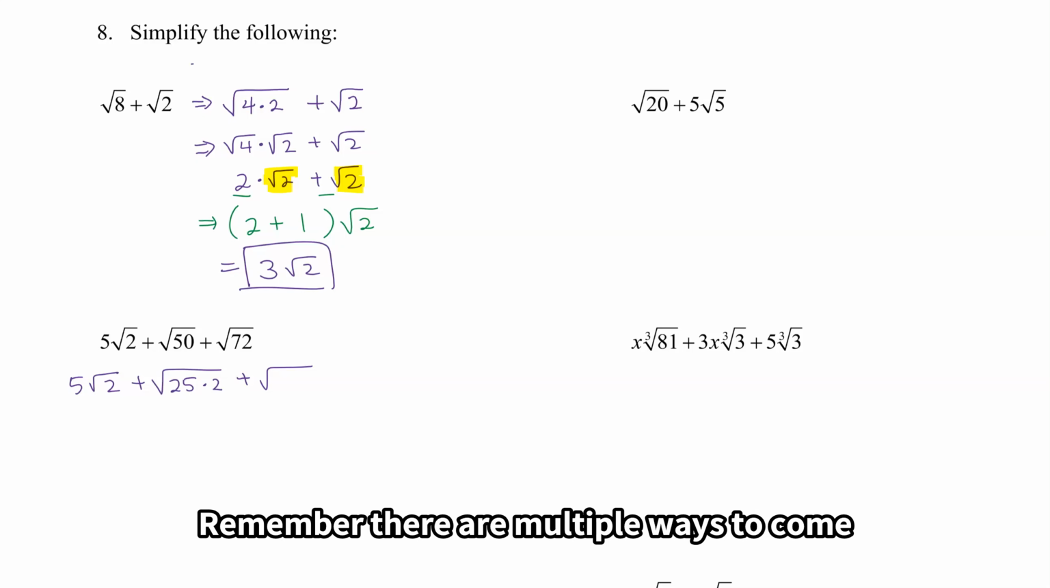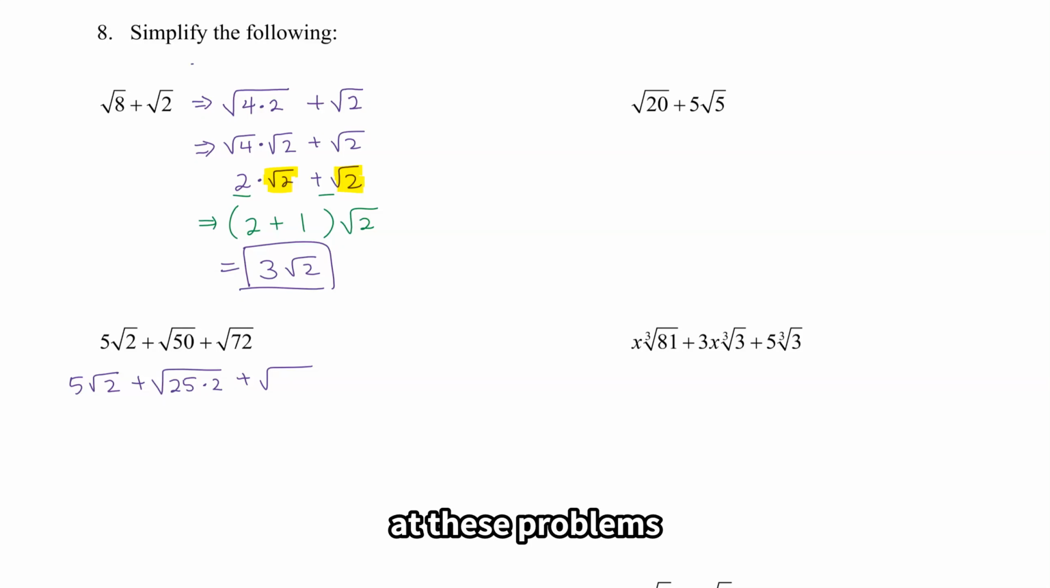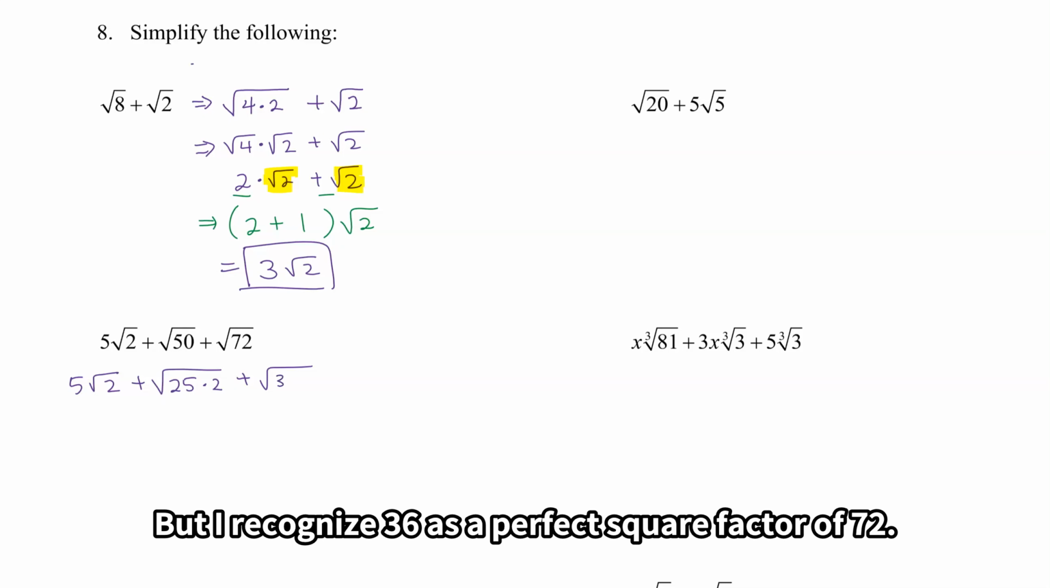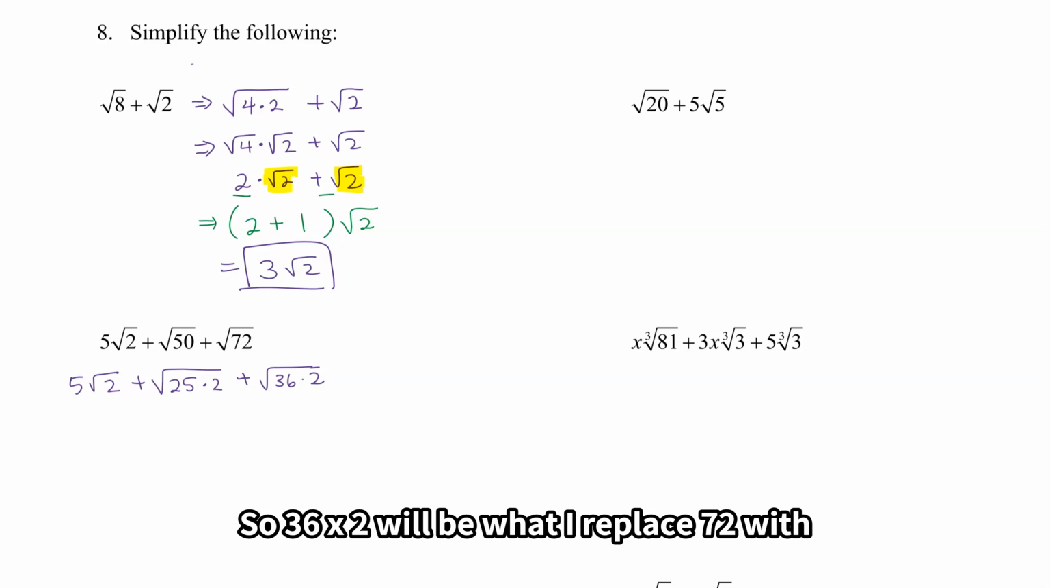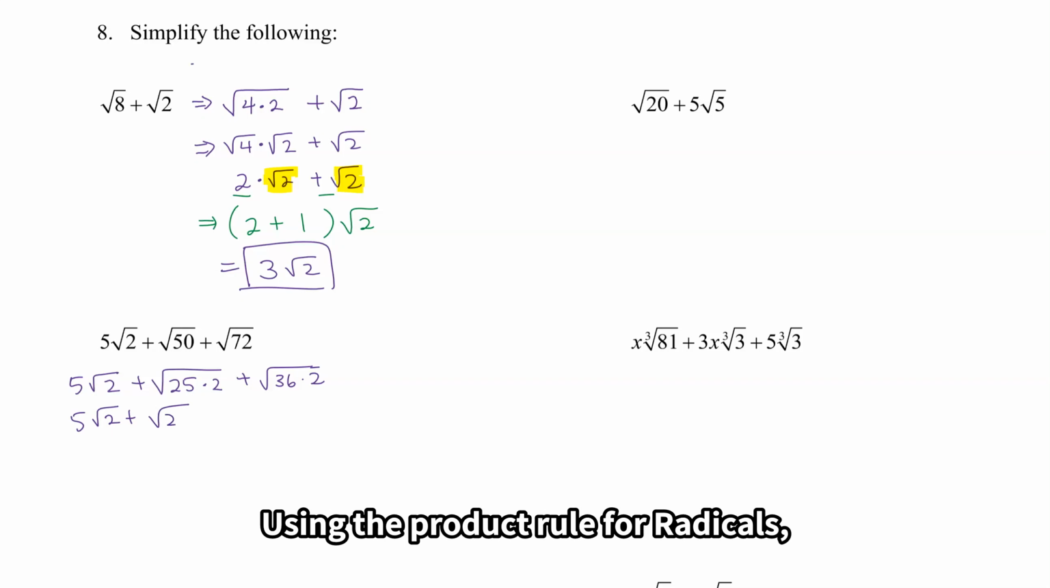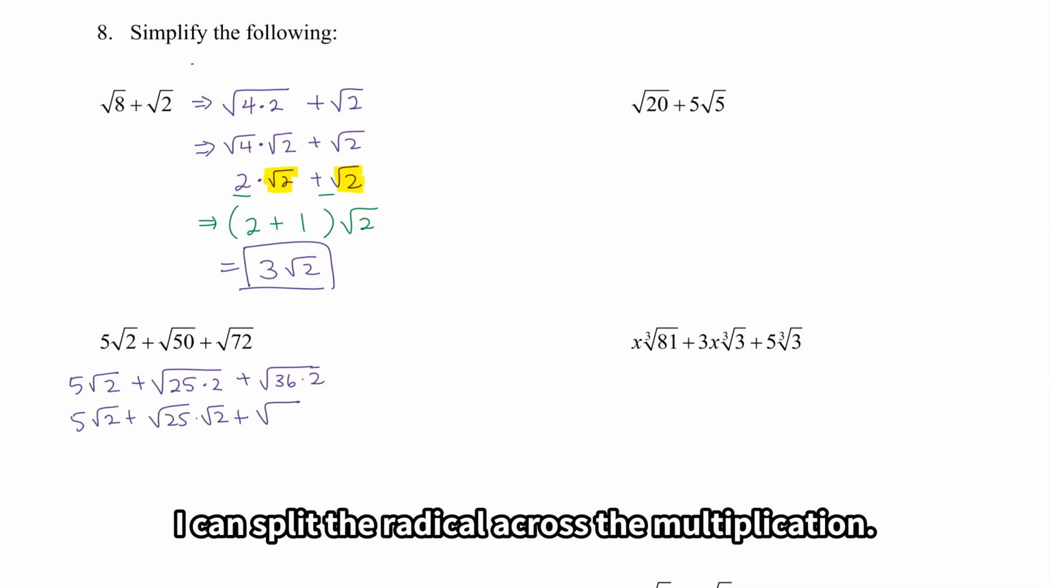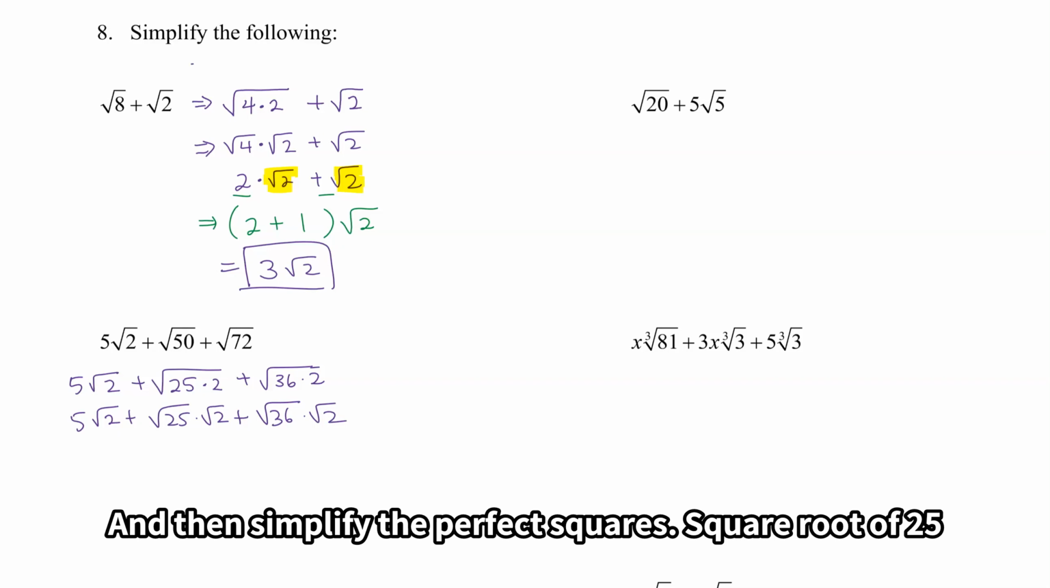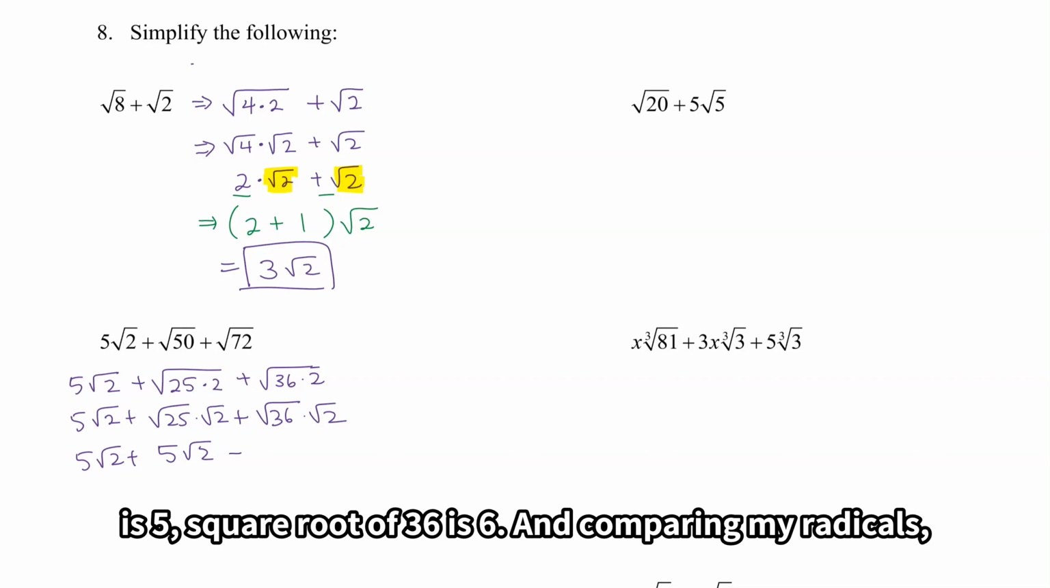Remember, there are multiple ways to come at these problems and still get a correct answer. But I recognize 36 as a perfect square factor of 72. So 36 times 2 will be what I replace 72 with. Using the product rule for radicals, I can split the radical across the multiplication and then simplify the perfect squares. Square root of 25 is 5. Square root of 36 is 6.